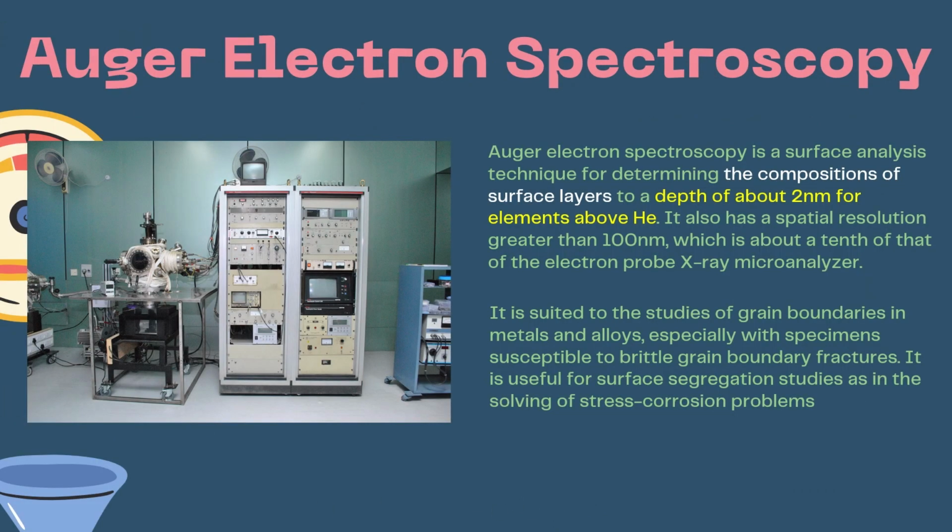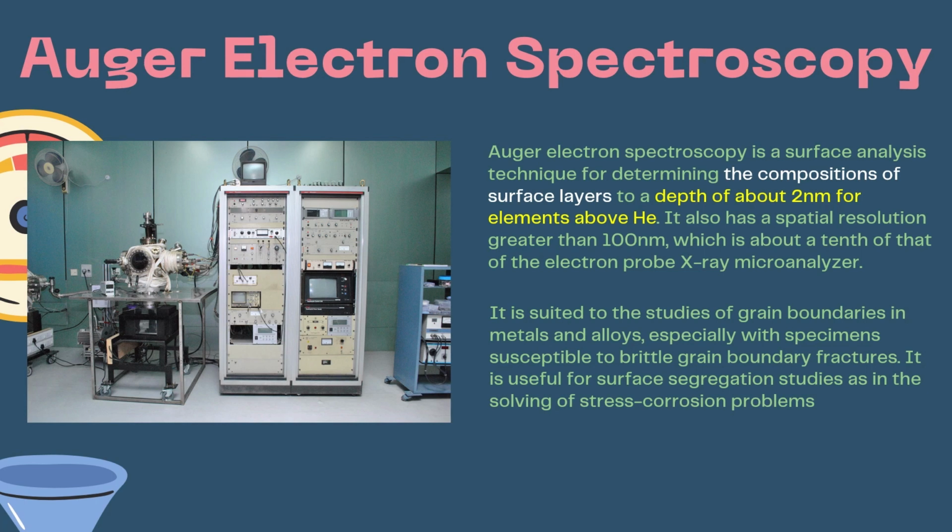The last one is the Auger electron spectroscopy. Auger electron spectroscopy is a surface analysis technique for determining the compositions of surface layers to a depth of about 2 nanometers for elements above helium.